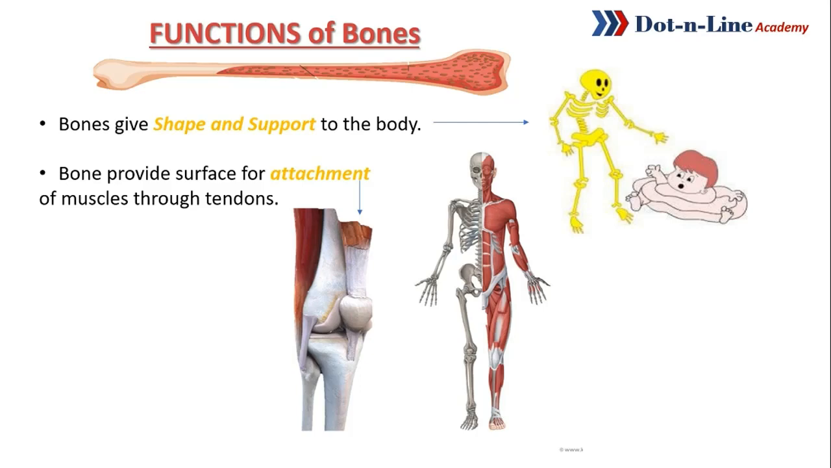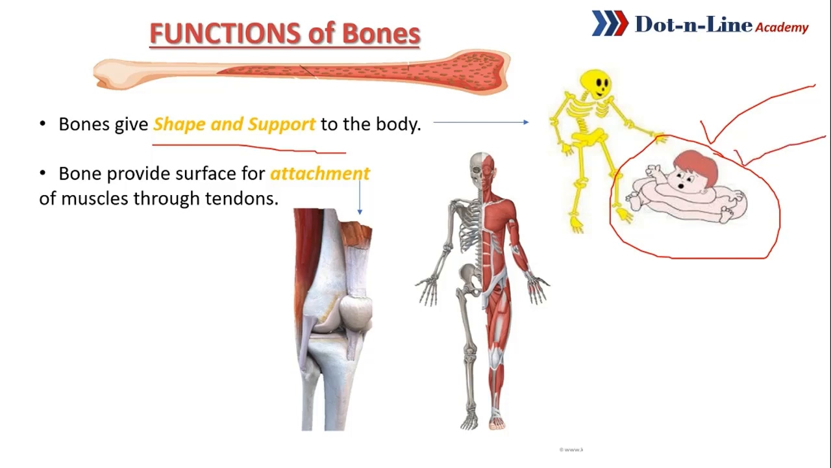The first function of bone is giving shape and support to our body. If we didn't have bones, we would look like this, because our organs would not have any support. They would be loose, fluffy, going here and there. The bones provide support. That's why they are called a skeleton. They act as a framework providing a surface for all the organs of our body to have support, and they act as a surface for attachment of muscles.